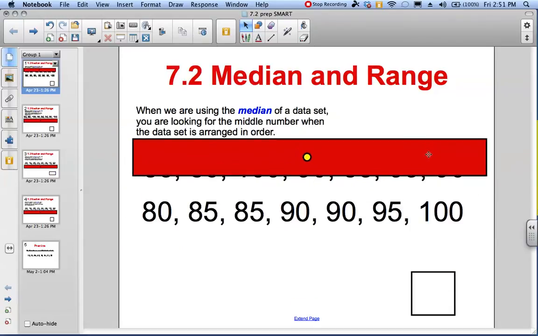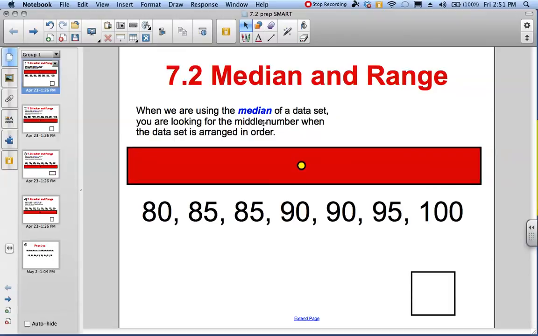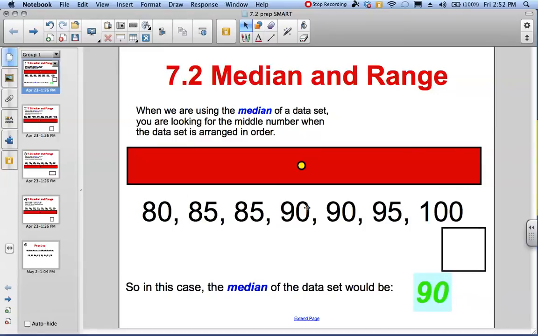And then median is literally, like we said, we're looking for the middle number. So 1, 2, 3, 4, 5, 6, 7. So the middle number, if you count from the left, is 1, 2, 3 in. 1, 2, 3. So right now our median, or middle number of the data set, would be 90, the number in the middle.